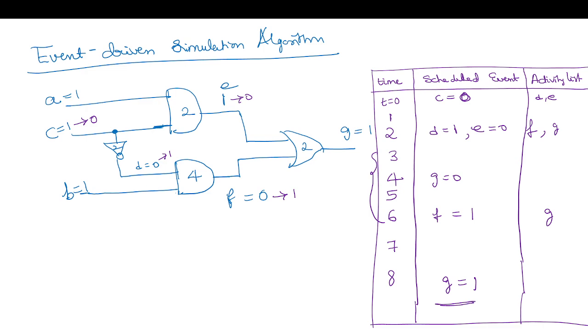So this is the event driven simulation. So G went to 0 momentarily and then came back to 1. So this can capture this type of event hazards. We can model delay.